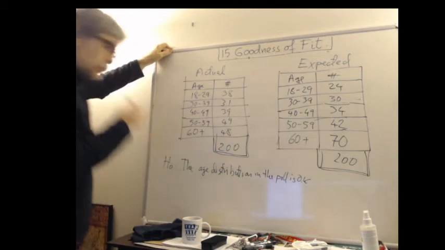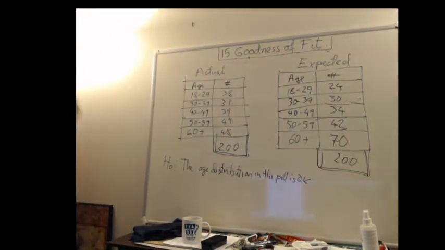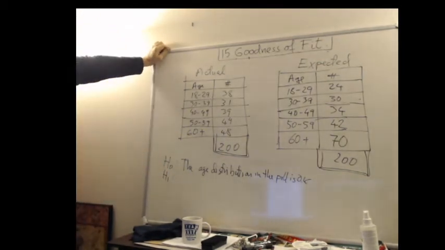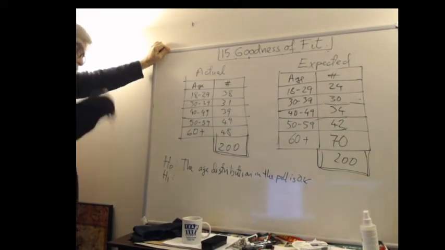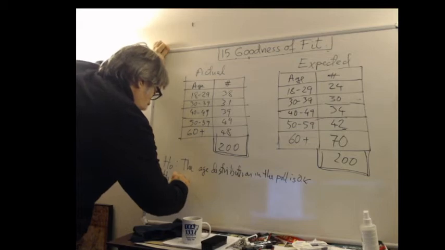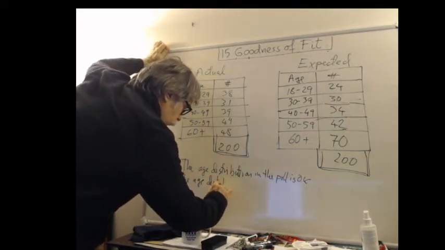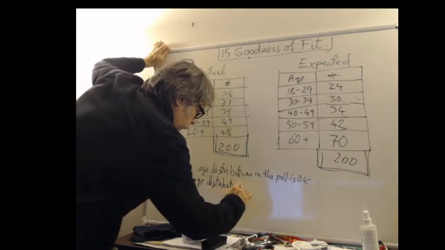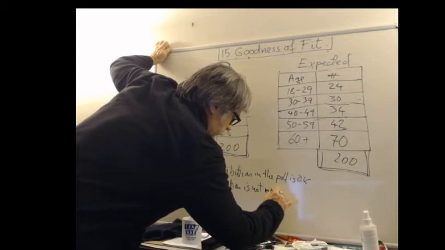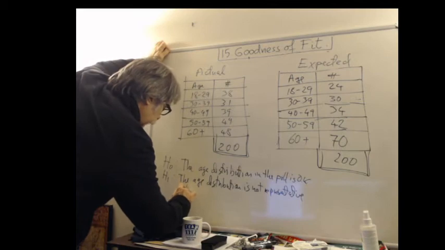I don't want to write everything, but you can continue. You can write that the age distribution you have in the poll is okay, is as you expect. The alternative, so this is verbal: the age distribution is faulty, is not representative of likely voters.